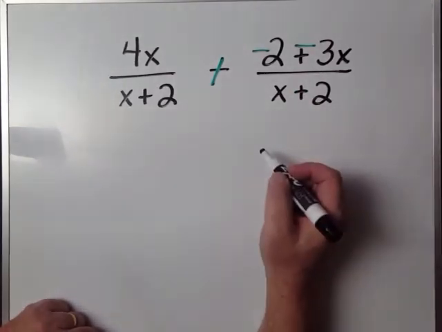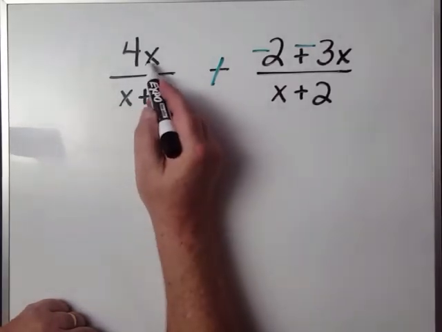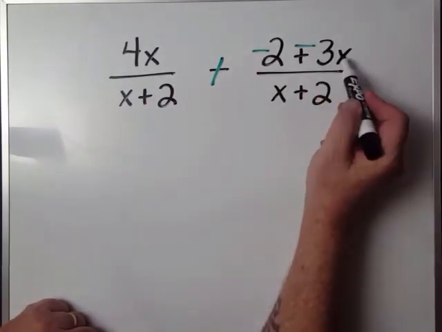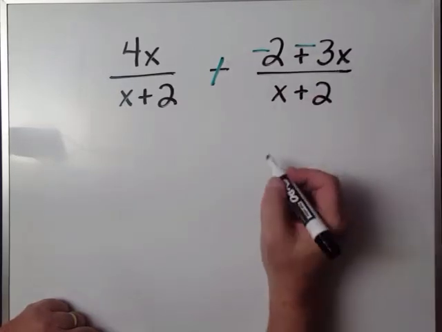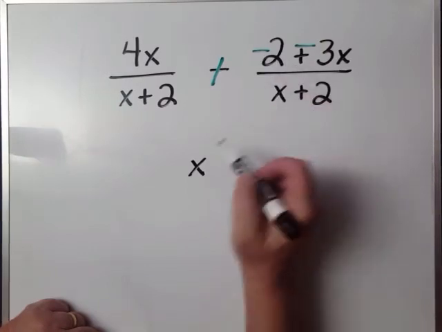Now, add the numerators. That is, combine like terms. 4x plus a negative 3x. 4x minus 3x is x. And what else do we have? We have a minus 2.